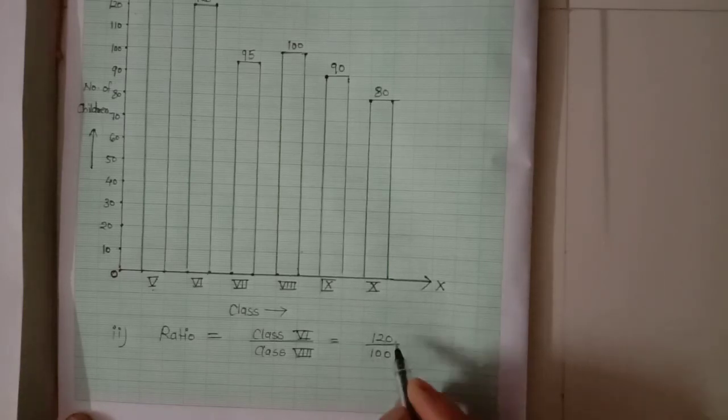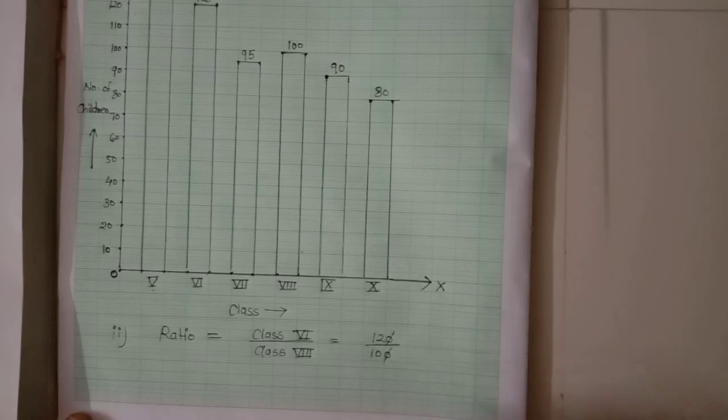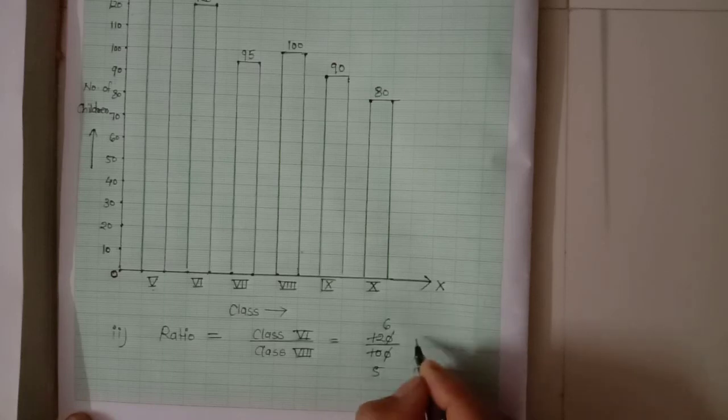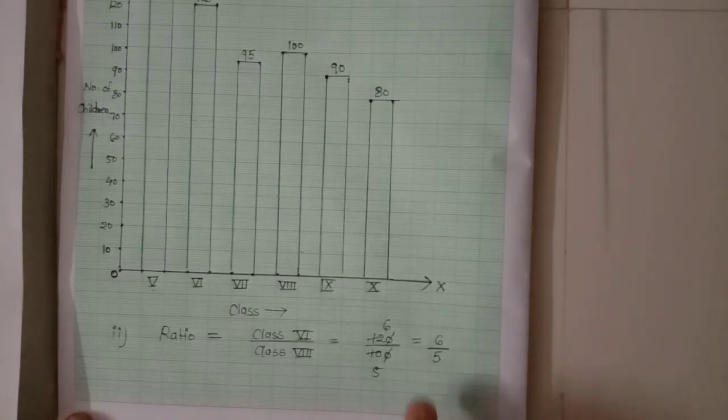We will convert this into the simplest form. This 0 cancels with this 0. Now we can easily simplify this by 2. 2 sixes are 12 and 2 fives are 10. And 6 upon 5 we will get as our answer, and this is the simplest form. So what will be the ratio? The ratio will be 6:5. So the answer of this second question is 6:5.